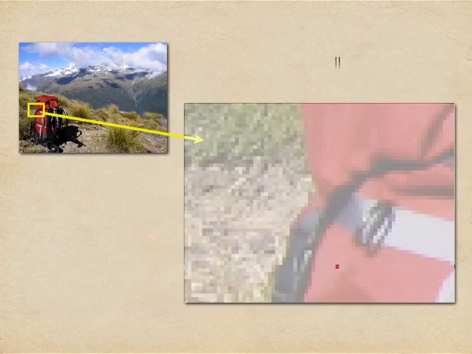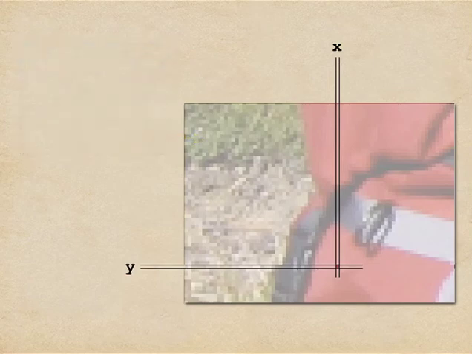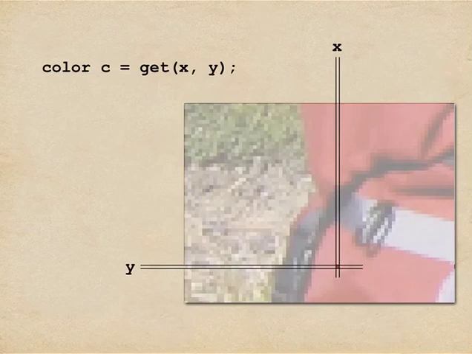Well, it's really easy. I just give Processing the X and Y coordinates of that pixel, and those uniquely define that individual pixel. As always in Processing, 0, 0 is in the upper left corner. X goes to the right and Y goes down. Now that I've identified a particular pixel, I can ask Processing to give me back the color that's located there. I do that by calling get.